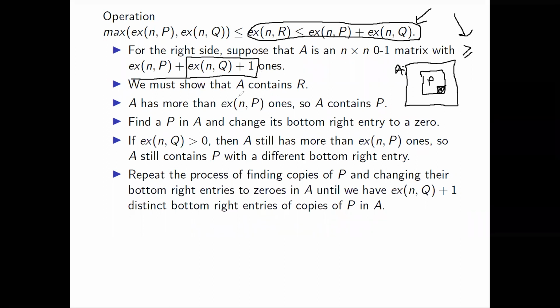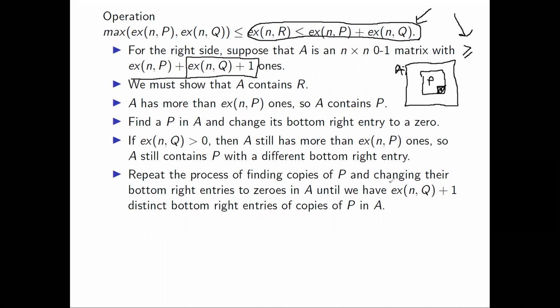So we can do this process a total of ex(n, Q) plus 1 times. And that's because our matrix A has at least ex(n, P) plus ex(n, Q) plus 1 ones, and each time we repeat this process of finding a copy of P and changing its bottom right entry to a 0, we're only removing a single 1 from our matrix A. So if we start with ex(n, P) plus ex(n, Q) plus 1 ones, we can remove a total of ex(n, Q) plus 1 ones until our matrix A only has ex(n, P) ones left, and then we can't guarantee any more copies of P at that point.